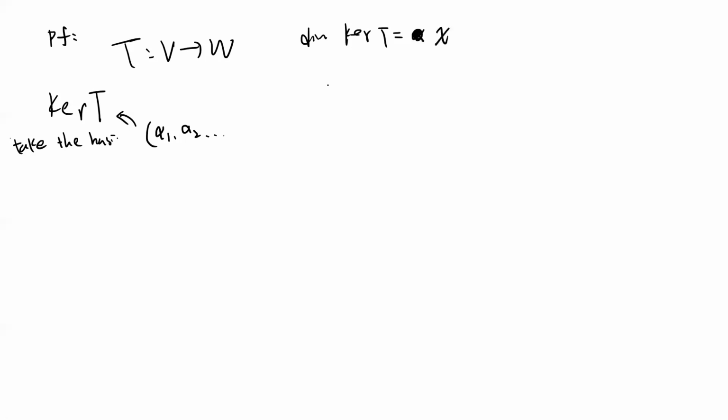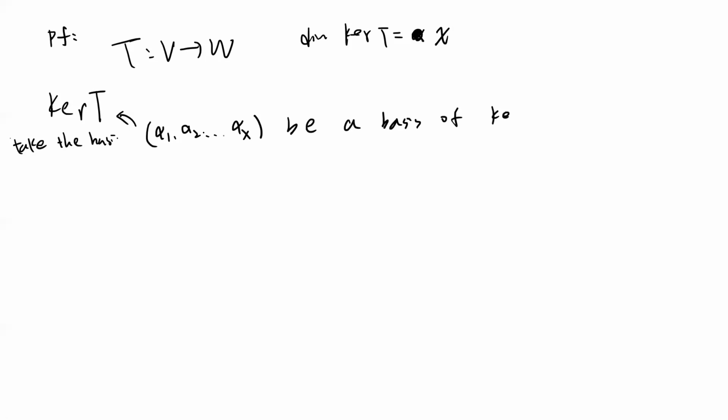Let's take the kernel. I know the kernel is a vector space, so I can take a basis. Let the dimension of the kernel of T be x. Let alpha 1, ..., alpha x be a basis of the kernel of T.